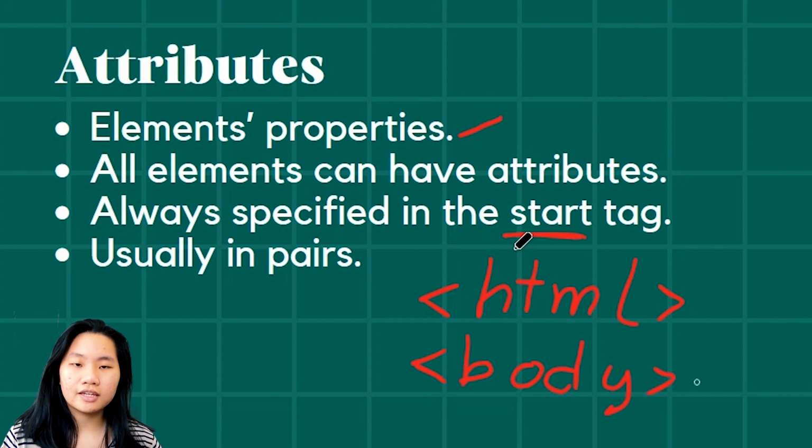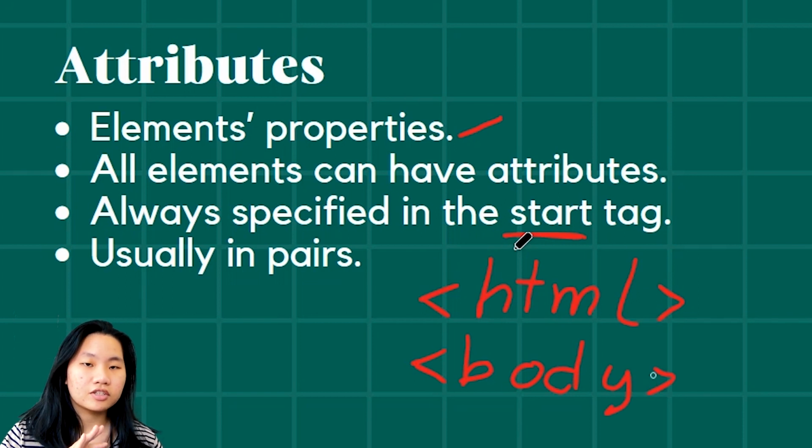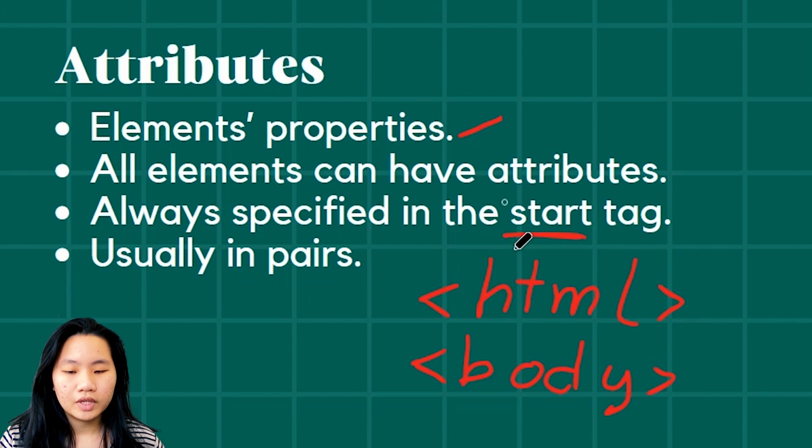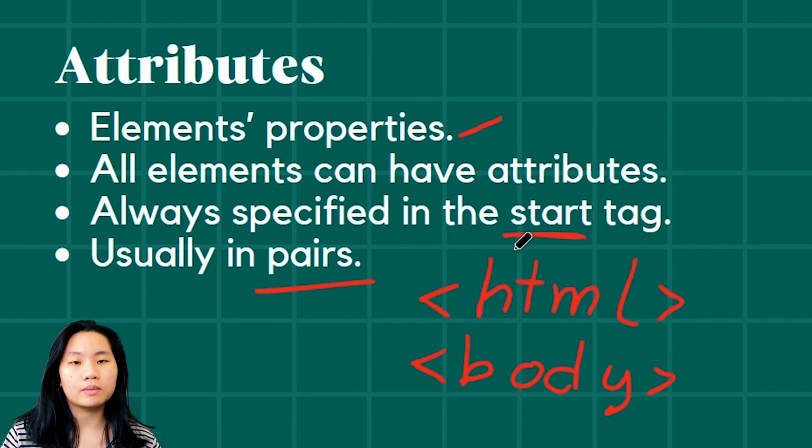So there's nothing inside of the end tag. The end tag is just the end tag to everything. And it is usually in pairs. So what do I mean by that? Let's take a look at some examples.